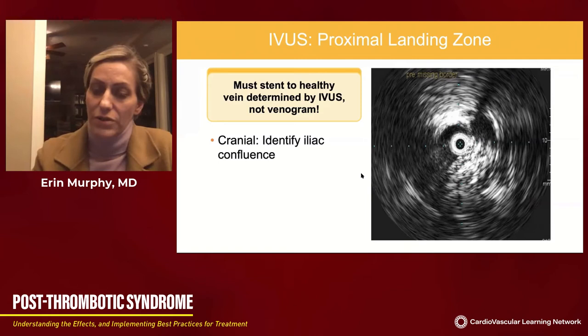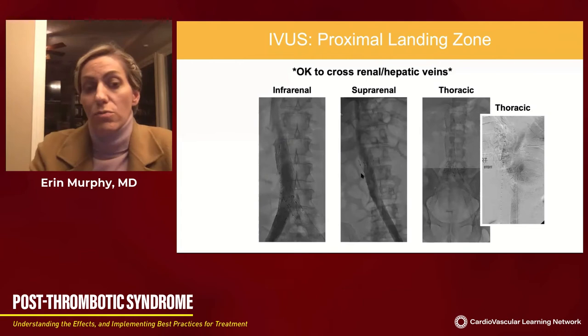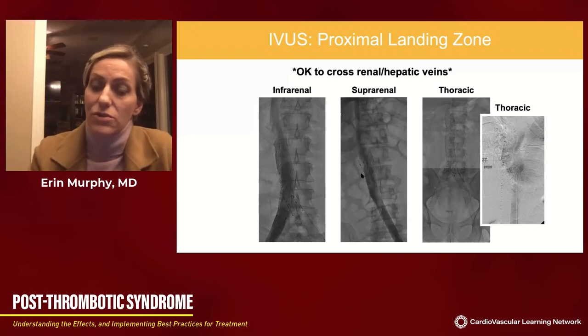If your disease goes more cranial than this, you can go to the infrarenal cava, the suprarenal cava, or even into the intrathoracic cava. We have stented as high as to the atrium and just at the hepatic veins, but you don't want to go into the pericardium.